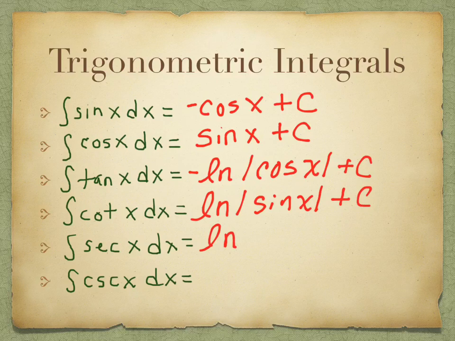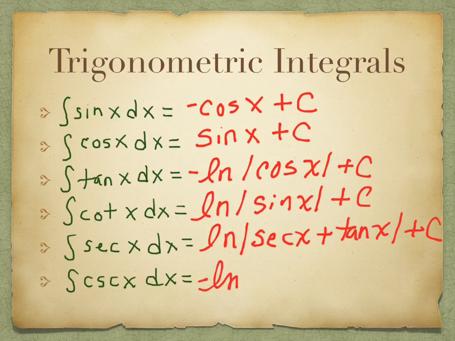Secant is the natural log, and this one's interesting. It's of the absolute value of secant x plus tangent x, and then all of that's plus c. Cosecant, similar. It's a negative natural log of the absolute value of cosecant of x. Didn't get that written right. Let's try again. Plus cotangent x. Absolute value ends, and then plus c.